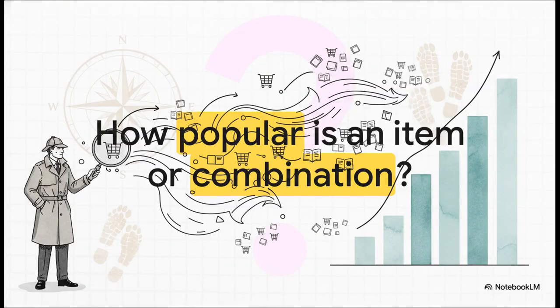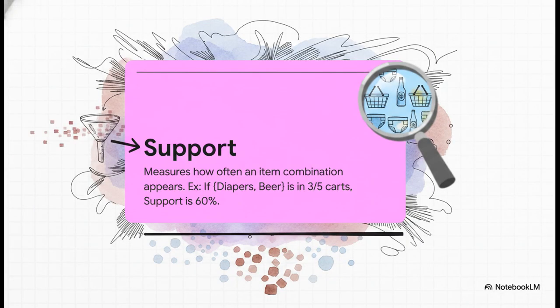The very first question our detective has to ask is super basic. How popular is this clue? Are we looking at something that happens all the time, or is this just a rare, one-off thing? We've got to focus on what's common. And that's where our first tool comes in. It's called support, and it's really just a measure of popularity. By setting a minimum support level, we can just filter out all the rare stuff and focus only on the combinations that show up frequently. It's our first and most crucial step to cutting through the noise.